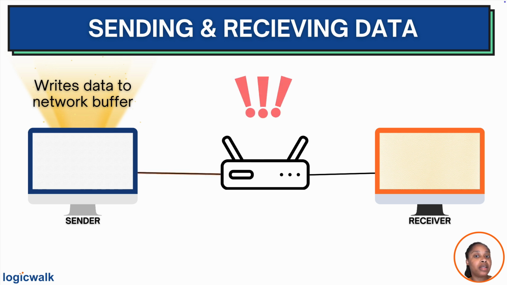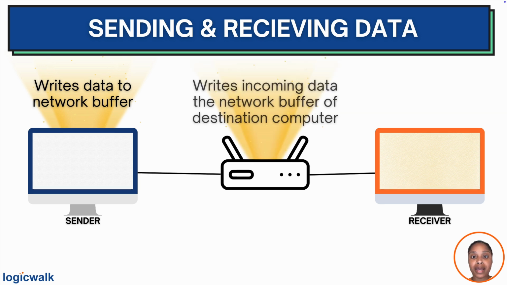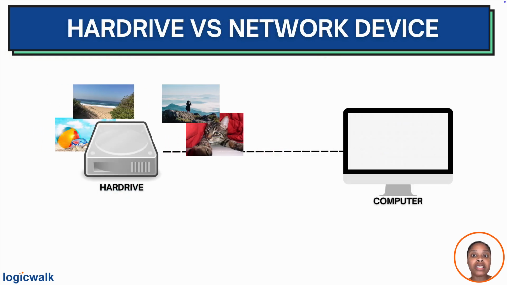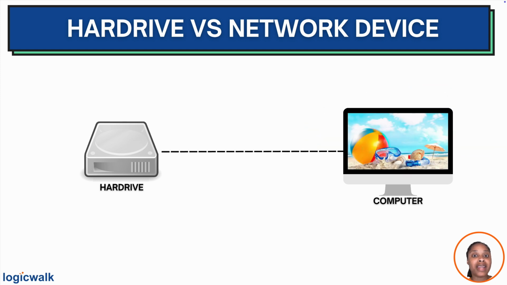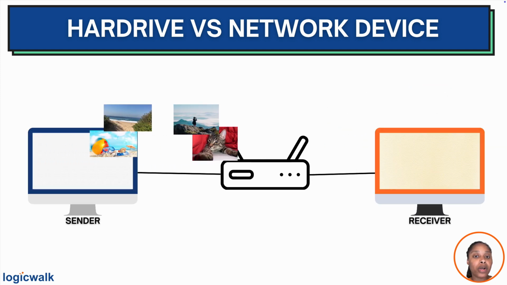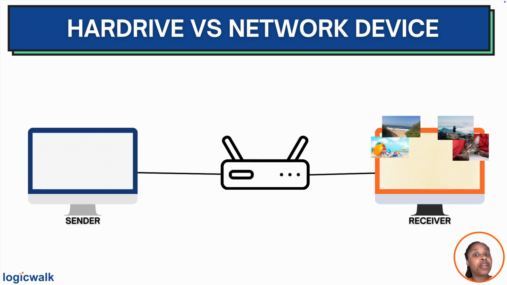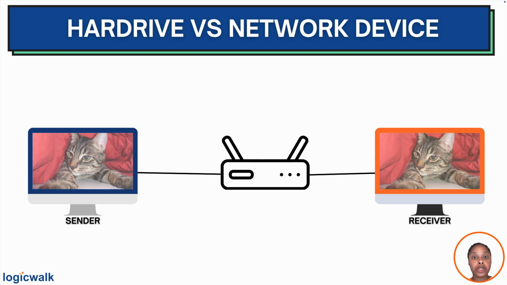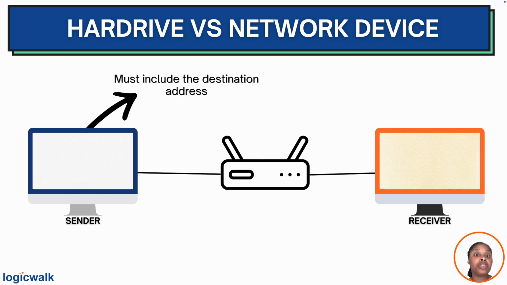To receive data, the network device writes the incoming data into the destination computer's network buffer and then triggers an interrupt to notify that computer. The key difference is that a hard drive always moves data only between itself and its own computer, while the network device transfers data from one computer to a different computer. For this to work, the sender must include the destination address so the network device knows where to deliver the data. Let's see a network device in action in the Logic Walk simulator.